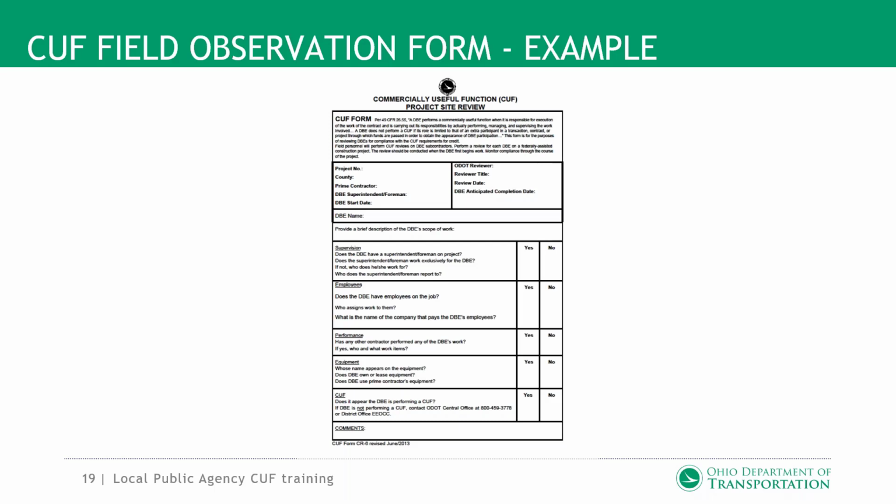If you just say that a DBE company was on site and they were setting guardrail, well, did you see any other function of that DBE? Were they providing the guardrail? Did they install the guardrail? Was the guardrail delivered by someone else? Those types of notes are very helpful in regards to CUF violations or potentially CUF fraud.